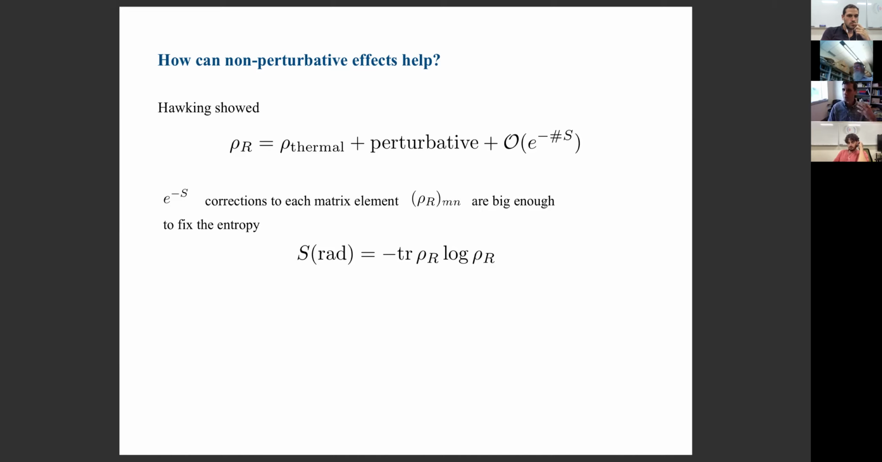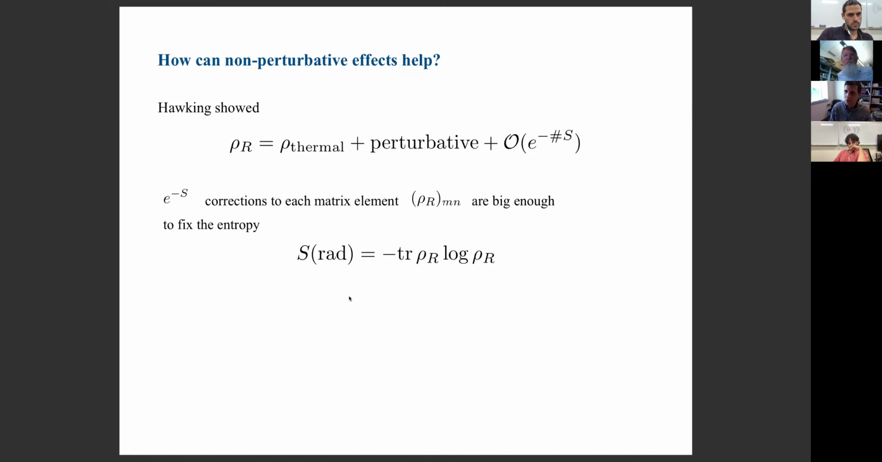Now, if you allow me to put in any old e to the minus S terms in that giant matrix, then when you calculate the fine grain entropy, you're doing this trace and you're summing e to the S terms. So these tiny e to the minus S effects, even though these are very tiny effects in the density matrix, can add up and produce a leading order effect on the entropy. So just as a matter of looking at the size of these effects, it's clear that they're big enough.